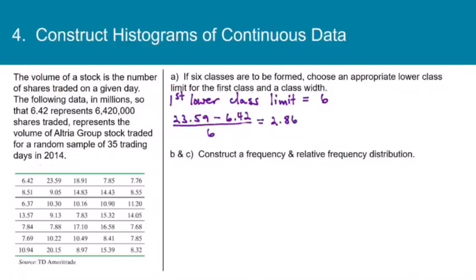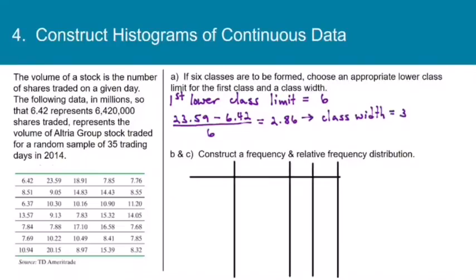Now, I'm not going to use 2.86 because that would be so inconvenient. A frequency distribution is all about helping us understand the data, not making it harder to understand the data. So I want to round this number to a convenient number, and I need to always round up. Even if this number were less than 2.5, I would still round up to something convenient. So I'm going to go ahead and round up to a class width of 3.